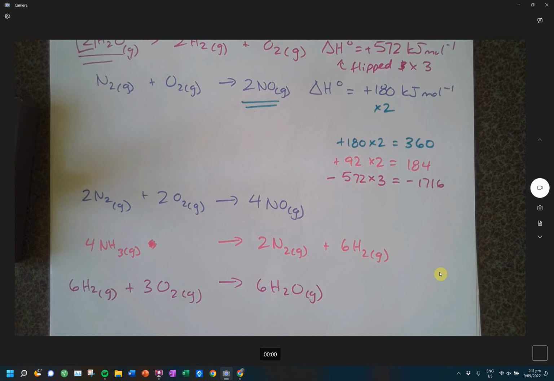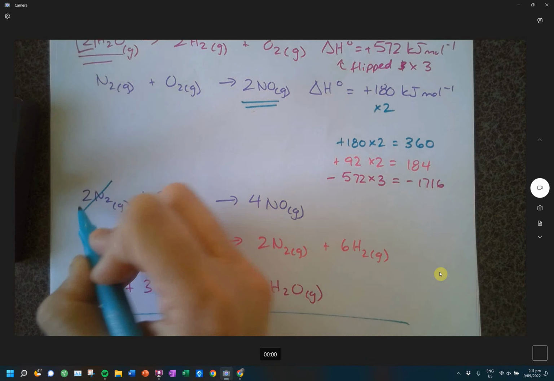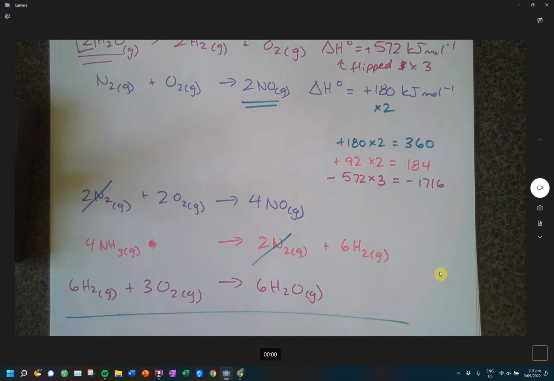And if I want to double check to make sure everybody cancels out for my main equation, I see there's 2 nitrogens here, 2 nitrogens there. That cancels out. Hydrogens, 6 on that side, 6 on that side. And I think that should now be the equation that I want.